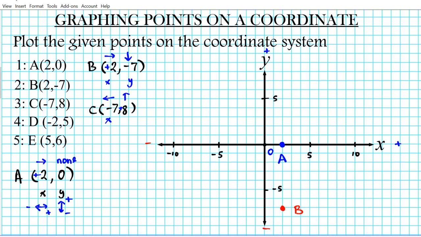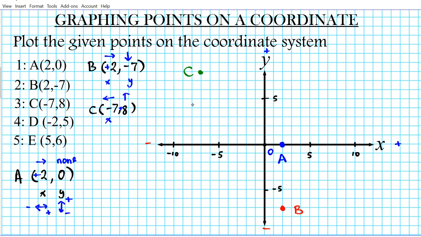Alrighty, let's do it. So starting from the origin 0, 0, we're going to go -7, which is 7 units to the left. 1, 2, 3, 4, 5, 6, 7 for our x coordinate, and then 8 units up. 1, 2, 3, 4, 5, 6, 7, 8. There goes the location of point C.